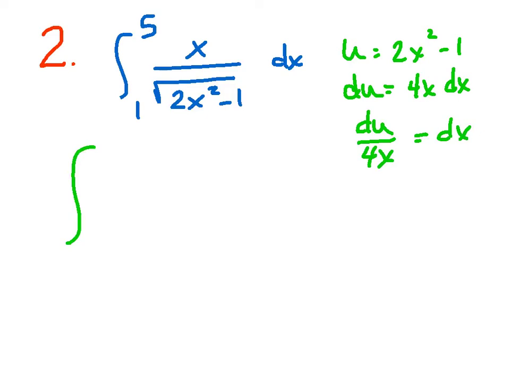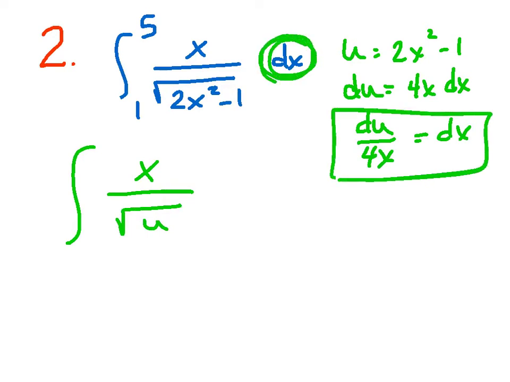Now I'm going to leave the bounds off my integral and just kind of rewrite this. I have x, I have the square root of u, and in place of dx, I'm putting what I solved for dx. Du over 4x. Alright, before I go any further, I'm going to change those bounds because remember, the 1 and 5 correspond to the letter x, and I'm using u in my problem now.